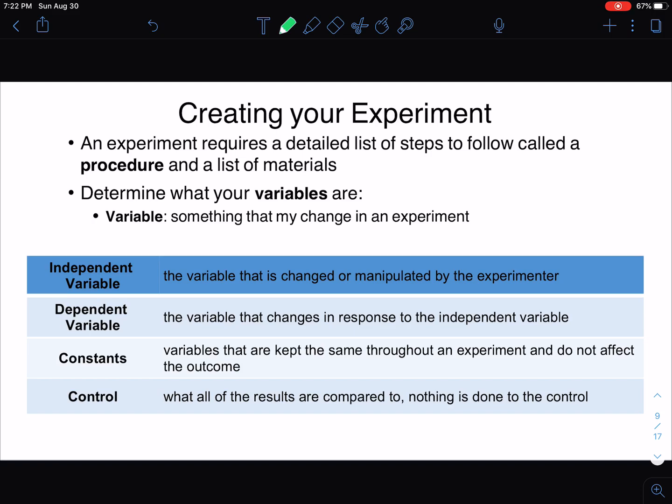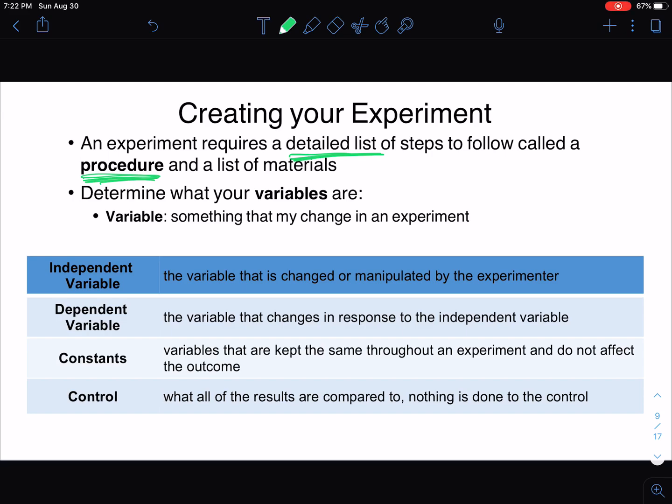When you have a controlled experiment and you go to create it, one of the things you need is a detailed list of what's going on. That detailed list is called a procedure. You need to have a good procedure, and it has to be written well enough that it can be easily understood and easily followed step by step. Try not to have any confusing wording in there.